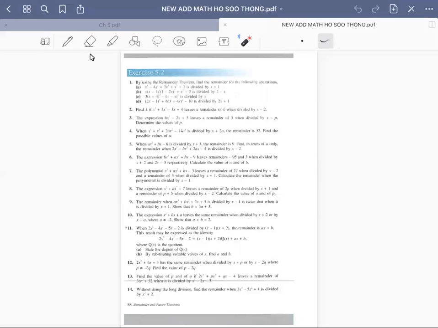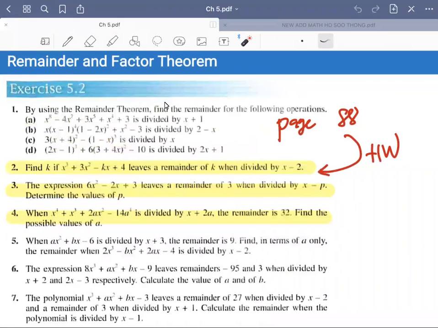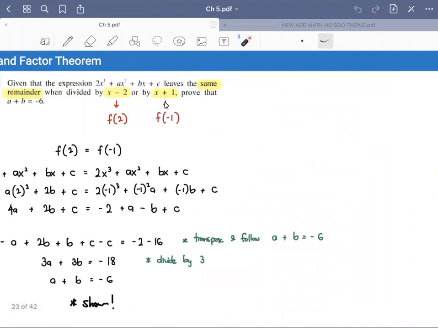All right. So let's discuss your homework. Yesterday I asked you to do number 2 from exercise 5.2. But before this, let's go back to maybe one question, right? What is the remainder theorem?